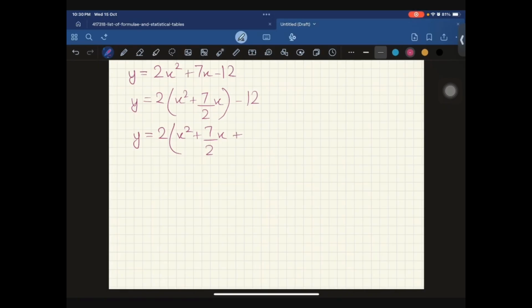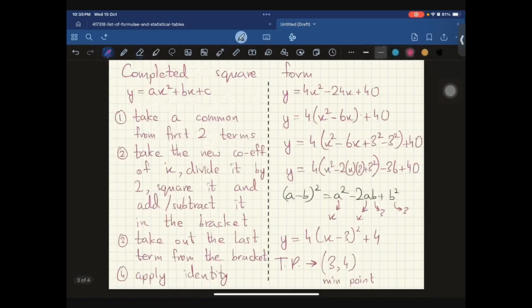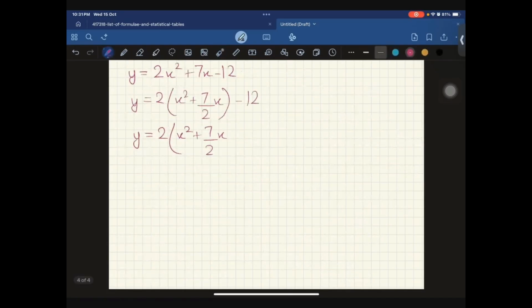Perfect. So now you divided the new coefficient by 2, then you square it. So you have basically 7 upon 4 squared, and then you add and subtract it. So you do plus 7 upon 4 squared minus 7 upon 4 squared. Then sir, why have we taken the 2 here in the second step?